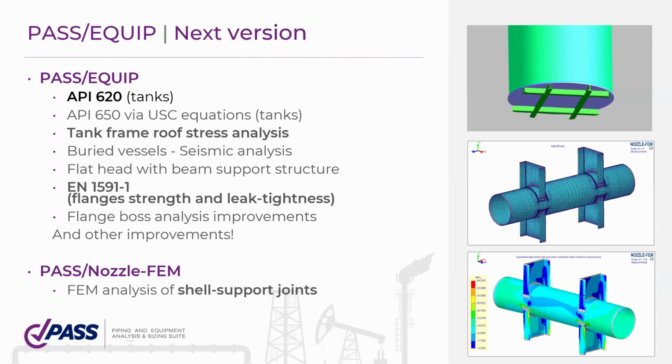And for PAS Nozzle FEM, after the version which is available until now, where you can do several connections to a shell with several nozzles and several beam elements and their influence on each other, we're going also to have FEM analysis of shell support joints, including different types of supports like saddle supports and lugs, legs, and so on. Some examples are on this picture.